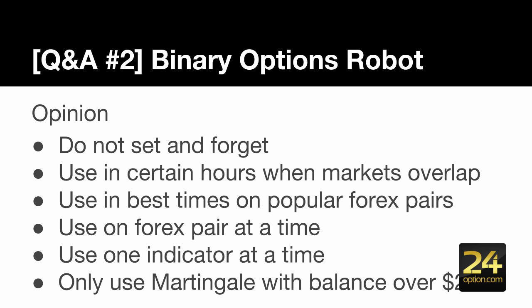Also only use one indicator at a time. I think the best one that we found is the RSI indicator. And only use the martingale trading system with balances over $2,000. Anything under that, and if you go on a losing streak, you're going to blow your account pretty quickly. Martingale can work, but you need a balance to handle a streak of losers so that you can get past that and onto a good winning streak.